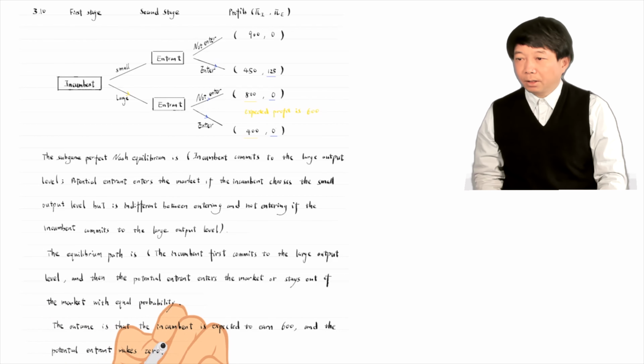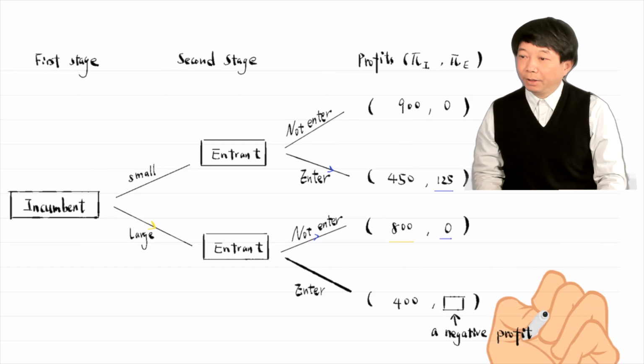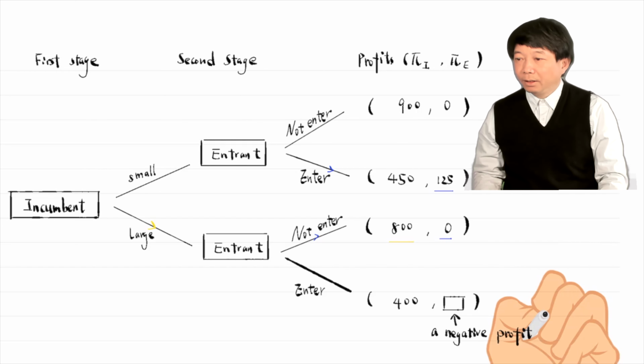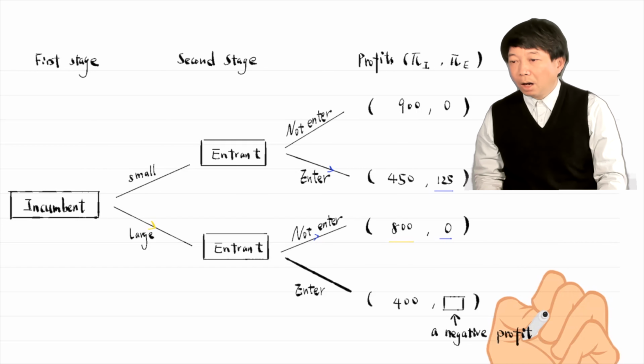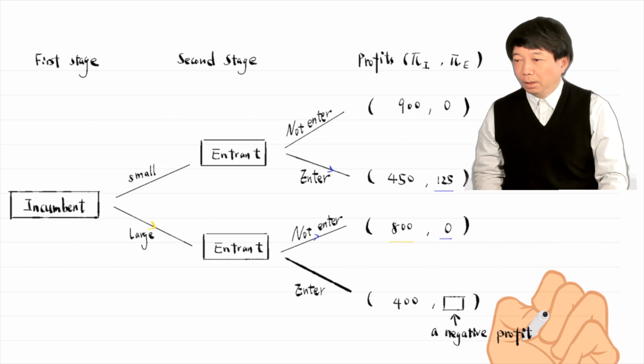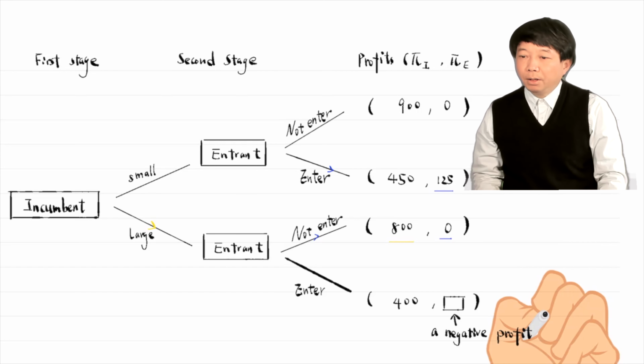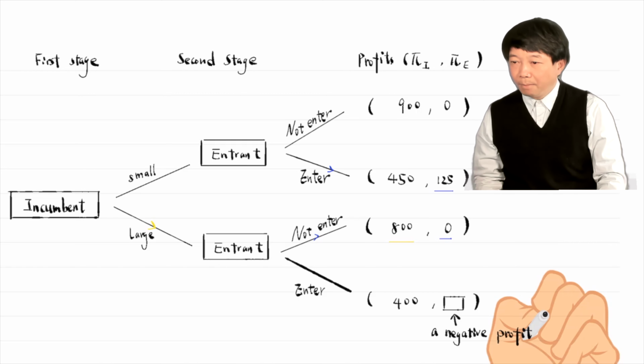A more realistic assumption is that the profit of the potential entrant is negative if it enters the market after the incumbent chooses a large output level. In that case, the equilibrium path will be that the incumbent first commits to a large output level, and then the potential entrant does not enter the market. The incumbent earns 800 and the potential entrant makes 0. In other words, the incumbent moves first and commits to a large output level to discourage the potential entrant from entering the market.